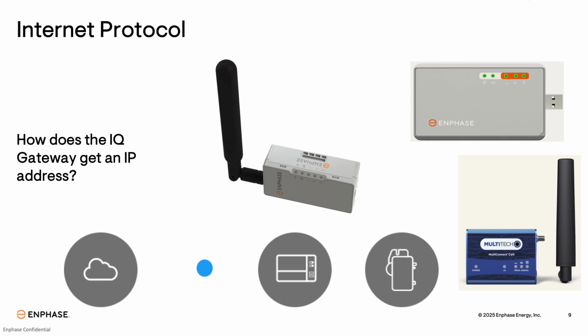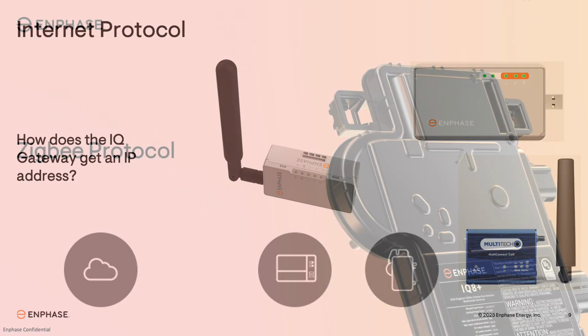Another service tip for the Internet Protocol. If you see a status message in Enlighten Manager that says, "Gateway not reporting," this is pertaining to this specific protocol. It's most likely that the gateway has lost its internet connection.